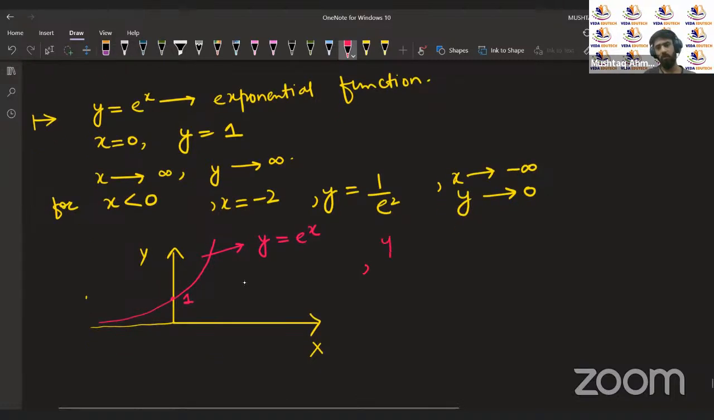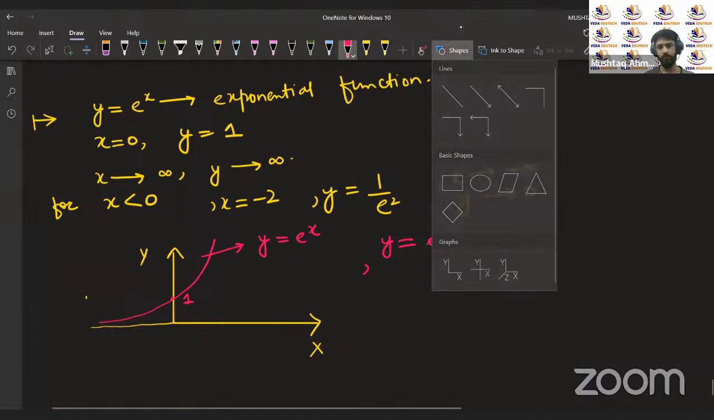And similarly, if we have a function like this, e to the power minus x, once again, there is no value of x for which the value of y will be negative or 0. But this function will be a decaying function.